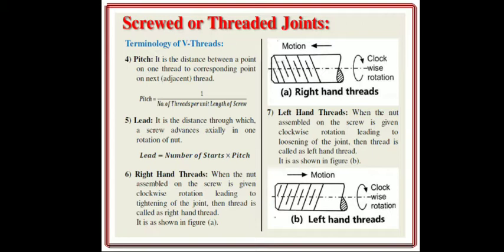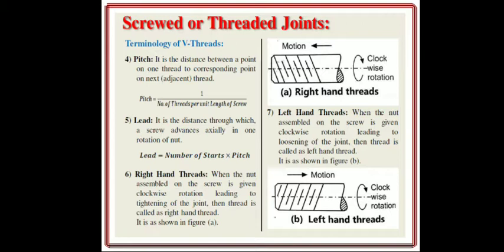So most of the terms are from unit number 4, that is from power screw, as we have already seen in detail. You can also refer to my unit number 4 videos for this one. Now the sixth one, the right hand threads. When the nut assembled on the screw is given clockwise rotation leading to the tightening of the joint, then the thread is called a right hand thread, as shown in the figure.